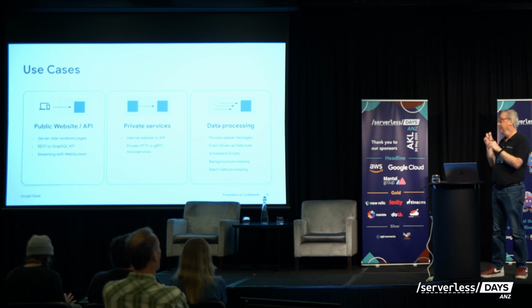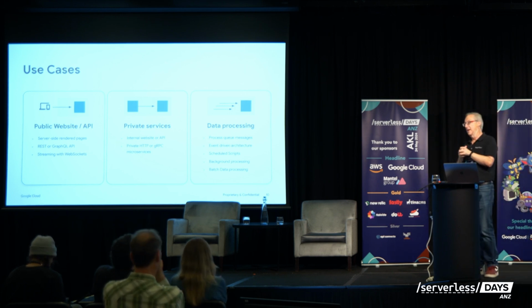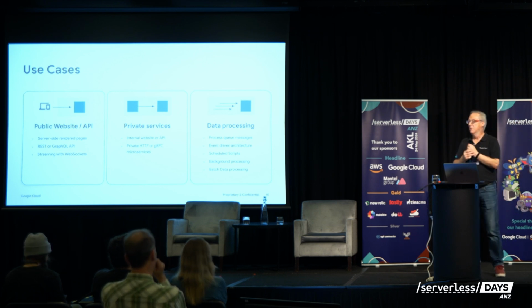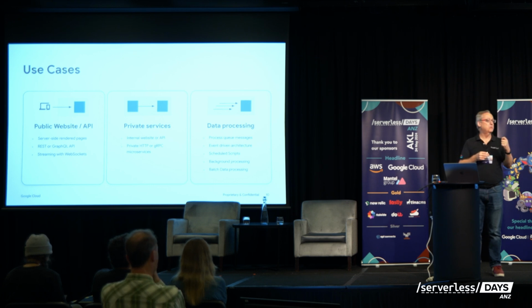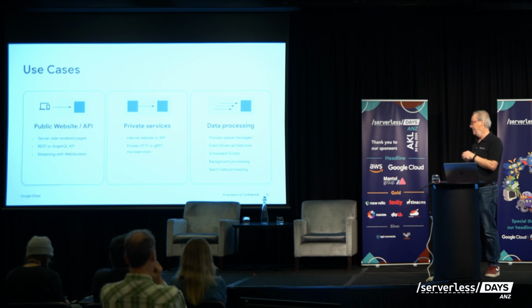The second flavor of Cloud Run is what we call Cloud Run jobs, and that's more your batch processing, your job processing type functionality. And that's for things you can see there, more event-driven architectures or scheduled jobs and that sort of thing.